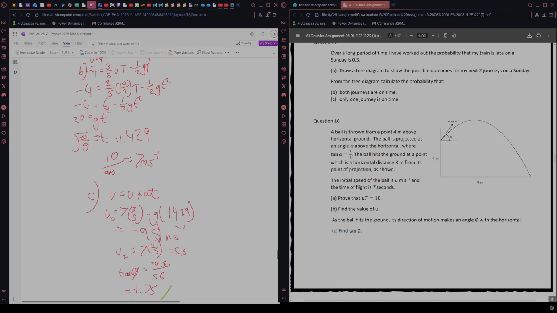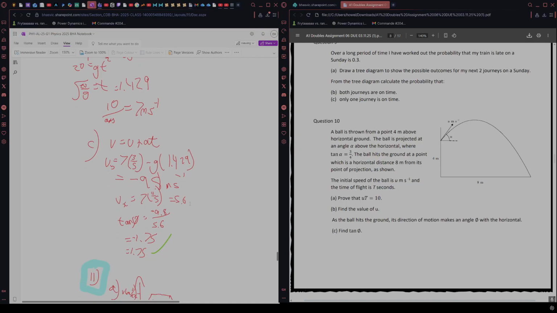So we just find the vertical with v equals u plus at. We do the exact same thing with the horizontal, and we have these two different velocities. And we can just do opposite over adjacent, which is going to give us tan of the angle. It's not asking us to find the angle, just tan of the angle. So we just leave that in as 1.75.